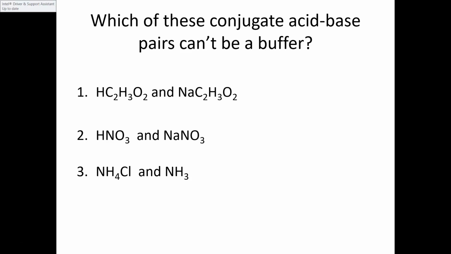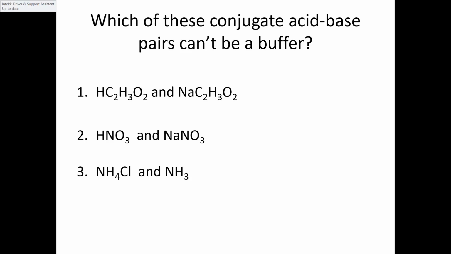Situation 3, ammonium chloride and ammonia, is a buffered solution. They both have NH3 in common. That is, the weak acid, or the conjugate acid of ammonia, is the ammonium ion. And so it's important for us to recognize ions that come from weak materials. If you're not up to date on that, that's something you'll want to go back and review.